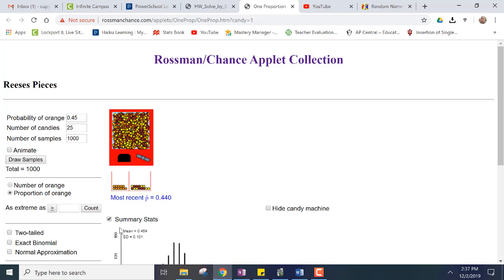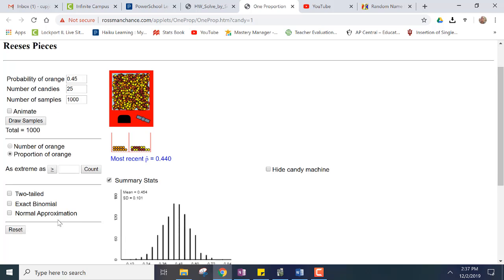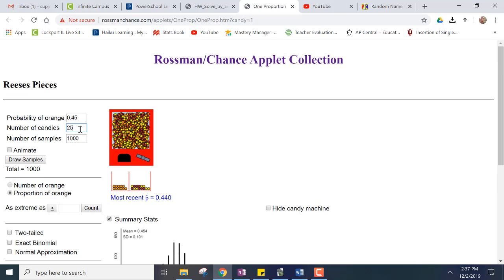If we hit another one, even closer. You can see it shifted a little bit, but it's becoming normal as we get more and more candies. Just jump all the way to the end here.